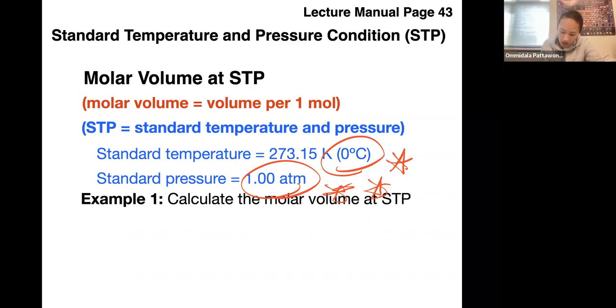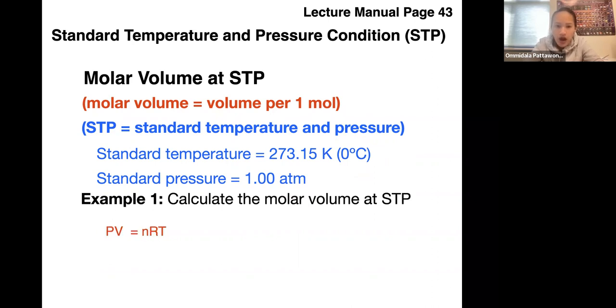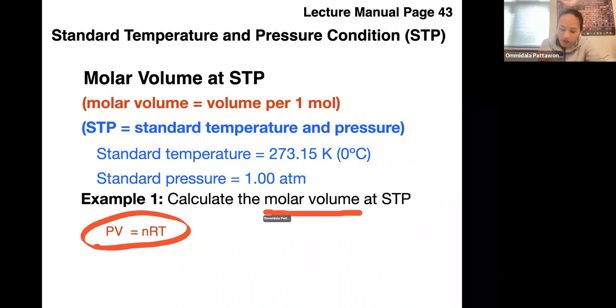Okay, so if we want to calculate the molar volume at standard pressure and temperature, what I would like you to do is use PV = nRT to calculate this. Can you go ahead and use this to calculate the volume of 1 mole at this condition, please? I'm going to give you a few minutes here. Once you finish, can you resume the video again?